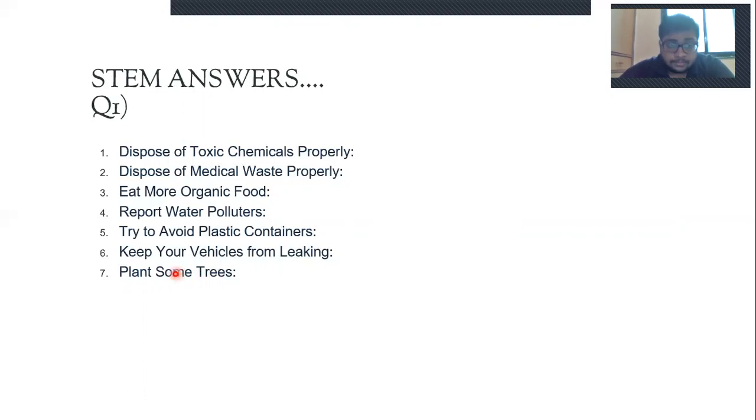Okay, everywhere. So these are some common methods which we can use to stop or terminate water pollution. You cannot terminate it actually, but you can make a large difference by doing these things as a group.